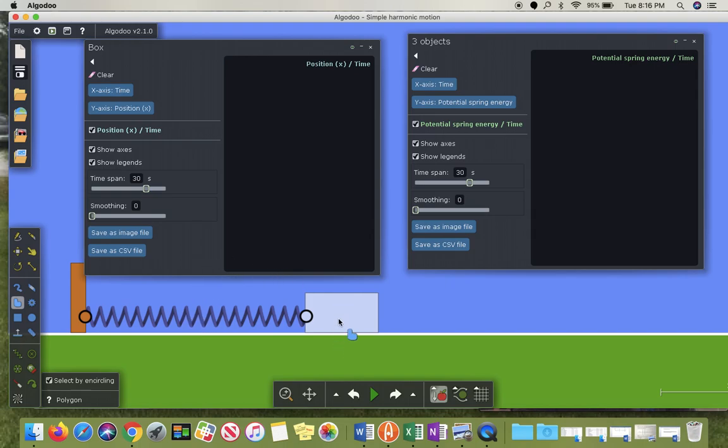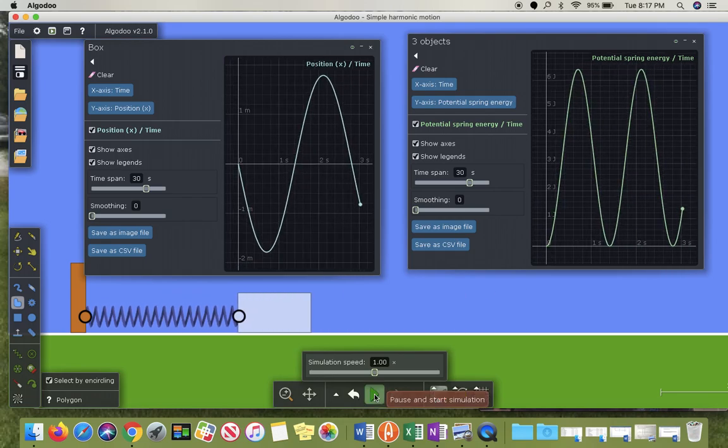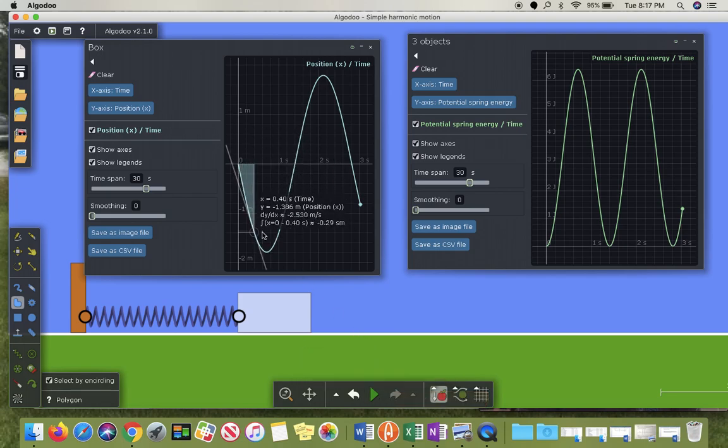Since we're at the midpoint, we should think about our position graph. That means our position graph is also going to start at the midpoint, and since we're initially going to the left, the position graph should be heading towards the negative axis, which means this should be a negative sine graph when we hit play. All right, so as we make this oscillate through a little bit more than one cycle, you will notice that this is a negative sine graph and it has a period of about 2.81 seconds.